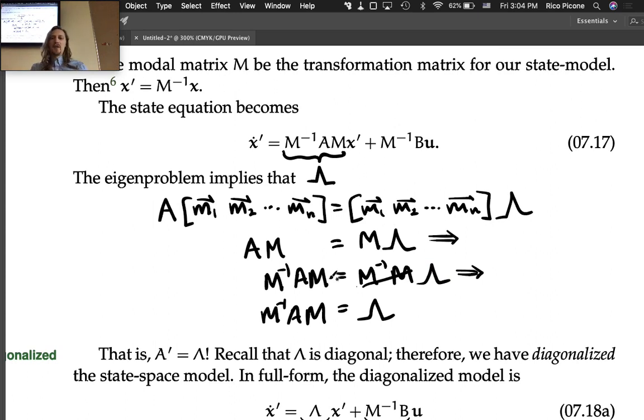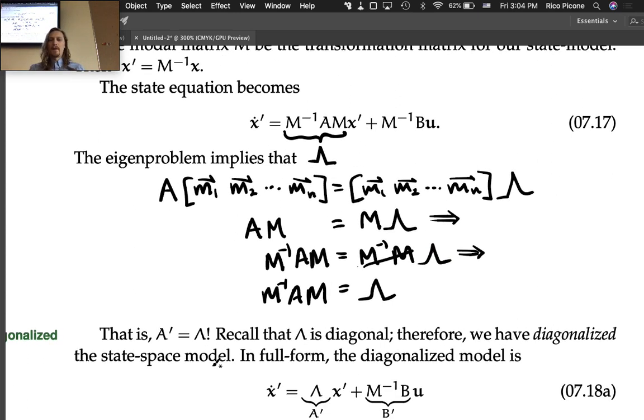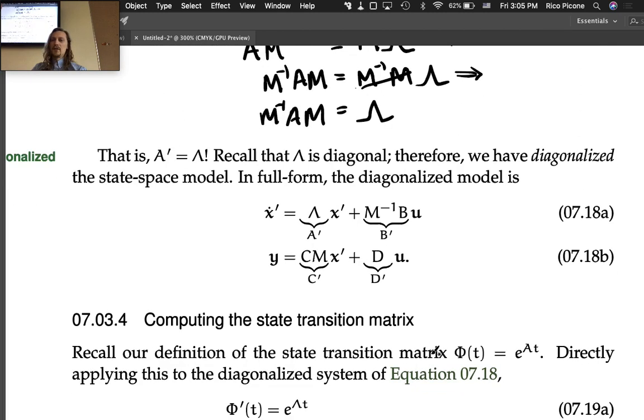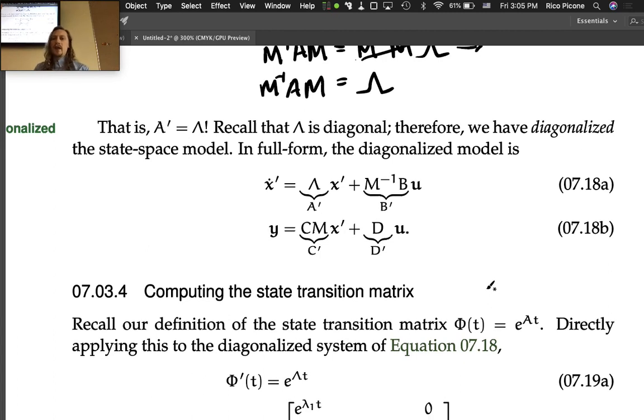So A prime, the new A matrix, is just lambda. Recall that lambda is diagonal, therefore we have diagonalized the state space model. So the new A matrix, the A prime matrix, is diagonal. It's just the eigenvalues along the diagonal. Great. In full form, the diagonalized model has A prime being lambda, B prime and C prime being these transformations of the original B and C matrices, and then the D matrix is the same as it was in the original model. Okay, so we've learned how to diagonalize our state model, which is useful.